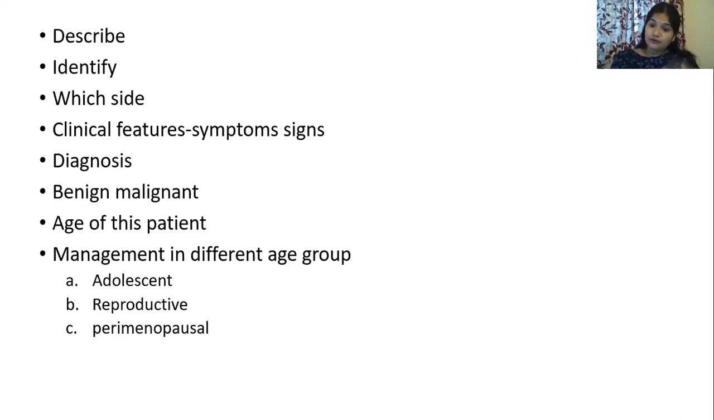If you remove the ovaries, adolescent girls may have future fertility problems, and reproductive age group women also need ovaries later on to avoid early menopause, right? So there is something called ovarian cystectomy which can be done instead of removing the entire ovary on that side. So there are two types of conservative treatment for these two age groups. Number one is you just remove the cyst and cyst wall and preserve that ovary.